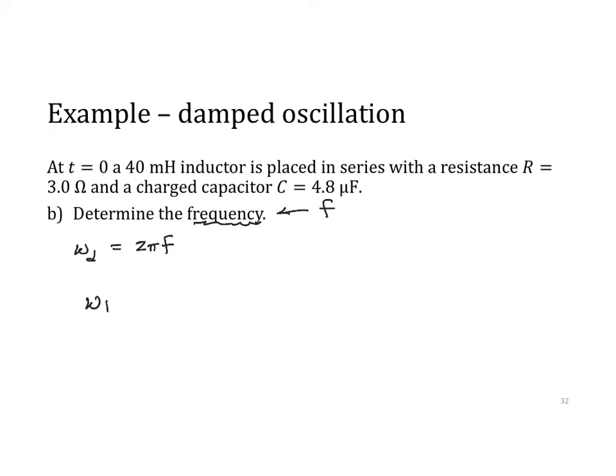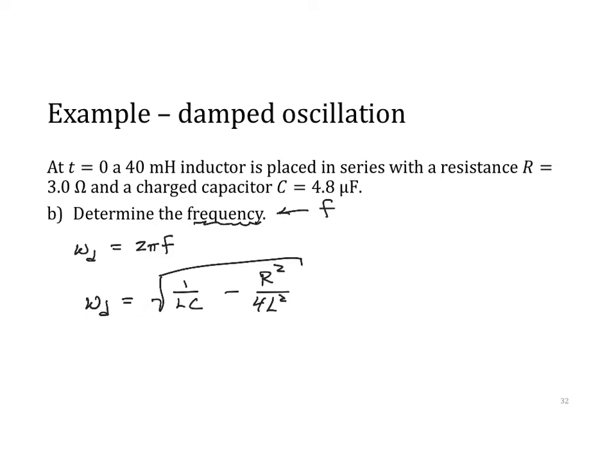So omega d, let's start with that equation at least, is the square root of 1 over LC minus R squared over 4L squared, right? So there I just distributed my square in that equation, and we're taking the square root of all that stuff.